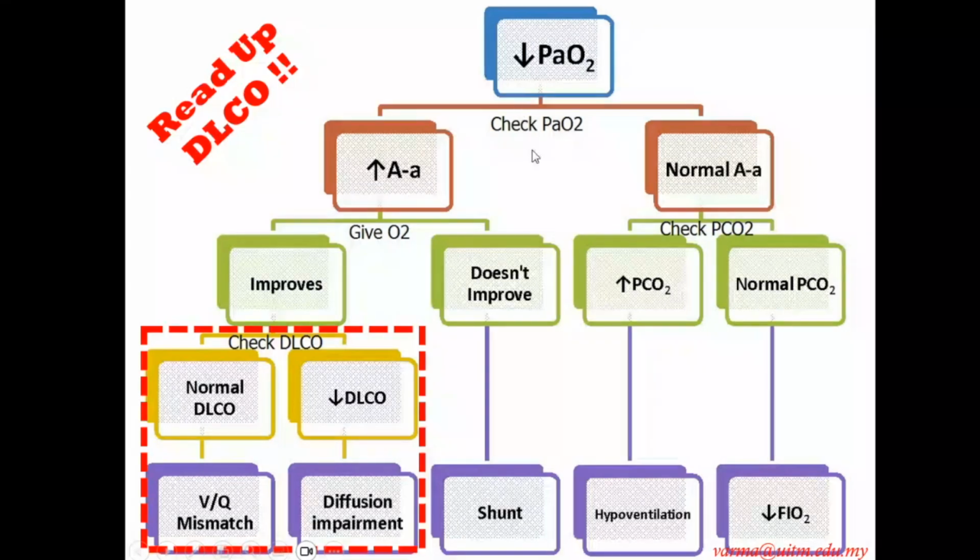So we give 100% oxygen. If it's a normal AA gradient, we go into this pathway, which I'm not going to talk about. If it's a widened AA gradient, give oxygen. If it doesn't improve, it's shunt. If it does improve, it could be VQ mismatch or diffusion impairment. So that's why we check DLCO. If the DLCO is normal, then it's most likely VQ mismatch. If DLCO is reduced, DLCO is the diffusion capacity of the lung for carbon monoxide, so if that is reduced, that will be a problem with the diffusion, meaning the alveolar capillary membrane has diffusion impairment. So that is the concept of DLCO.